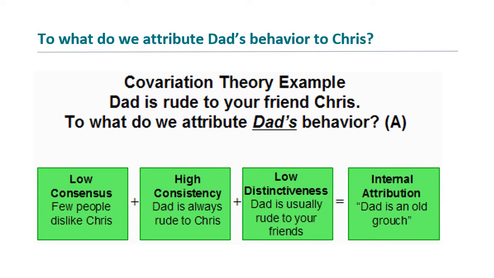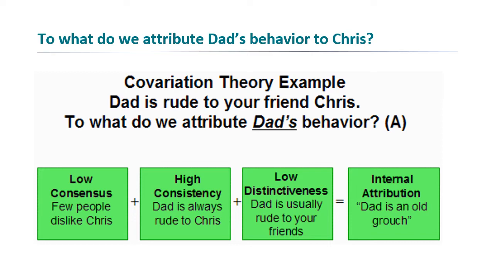Another example. Dad is rude to your friend Chris. How do we explain Dad's behavior? So here we're looking at this person, the teenager whose dad was rude to his friend. And let's say there's low consensus. People usually like Chris. Few people dislike Chris. So Dad's actions weren't in consensus with most people.